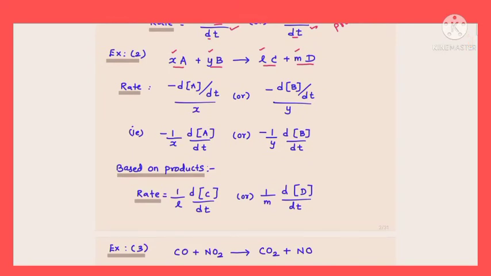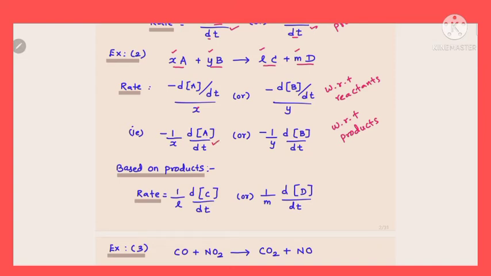Now here rate is nothing but change in concentration in mole per liter. So that is change in concentration for 1 mole. So when we write the rate expression with respect to reactants, and the other set is the rate expression with respect to products, what we do is we write the number of moles in the denominator. Therefore with respect to A, rate is minus dA by dt whole divided by the number of moles X, which can be written as minus 1 by X into dA by dt.